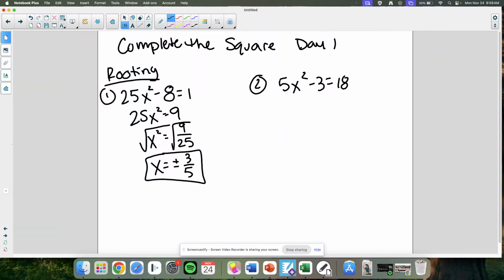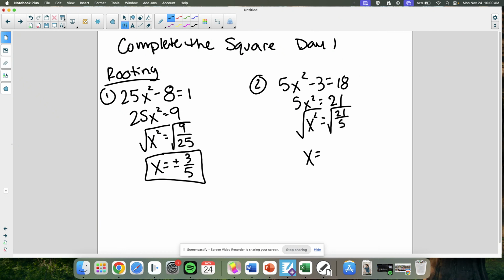Again, I know I can solve this by rooting because we have 1 spot, 1 variable. What needs to move over first? The -3. So I'm going to add my 3 over. What has to be undone after that? The 5. Does 21 evenly get divided by 5? No. So just leave it as a fraction. Once you have x squared by itself, how do you undo x squared? Square root.